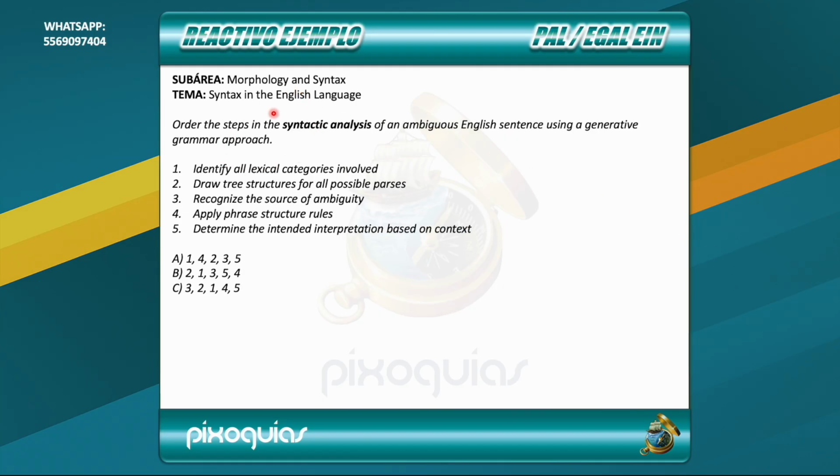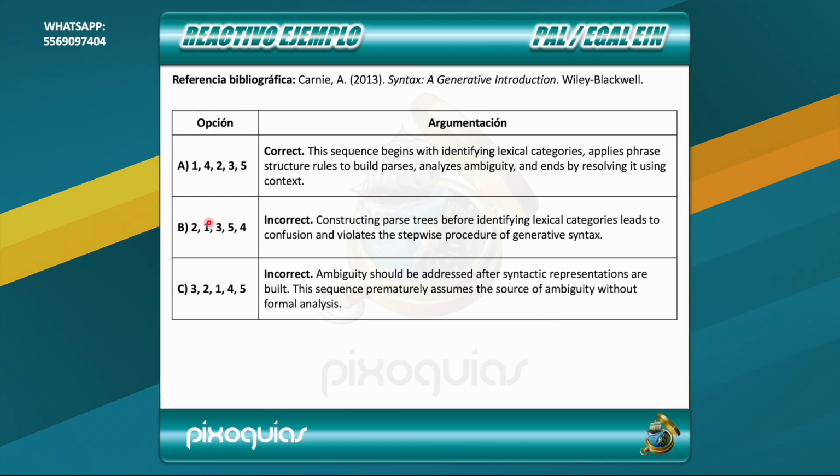Order the steps in the syntactic analysis of an ambiguous English sentence using a generative grammar approach. The correct answer is A. We can see that it's 1, 4, 2, 3, and 5.